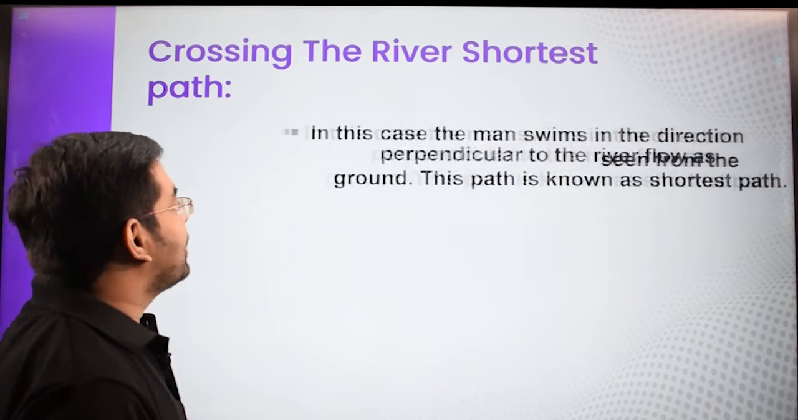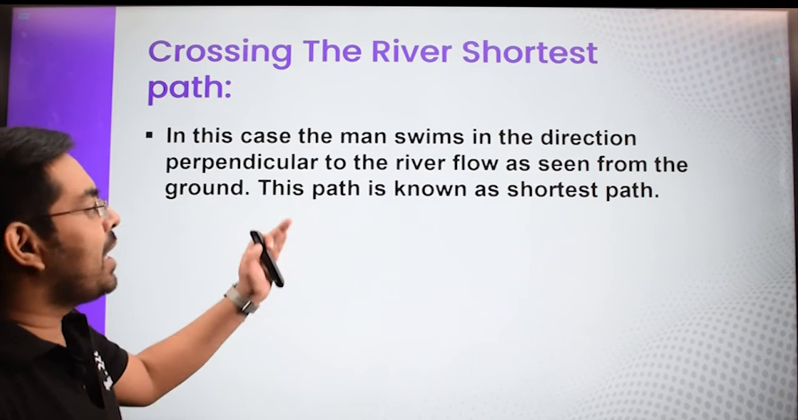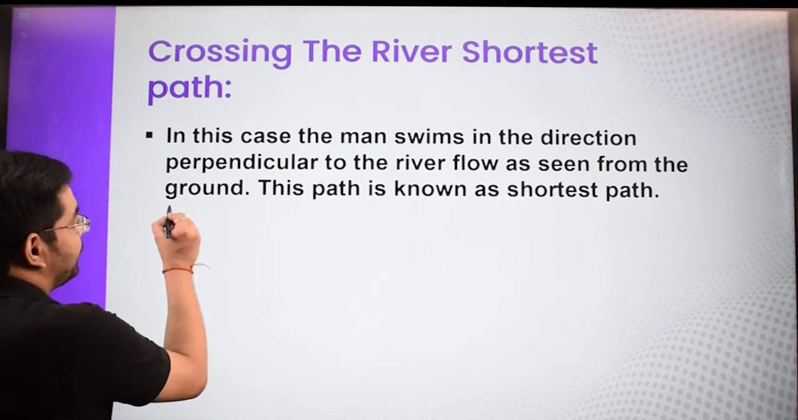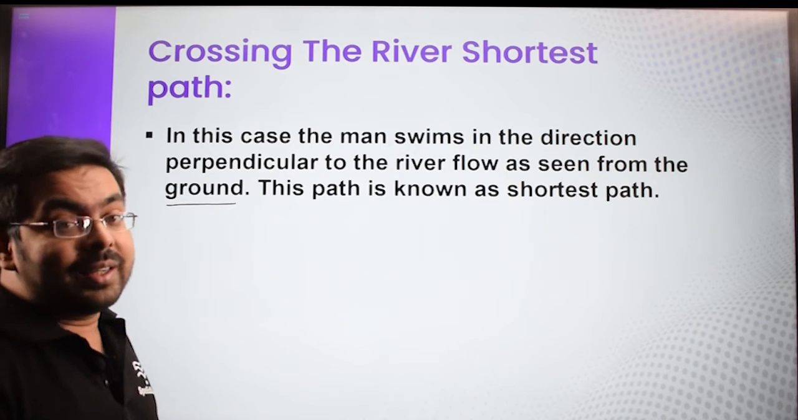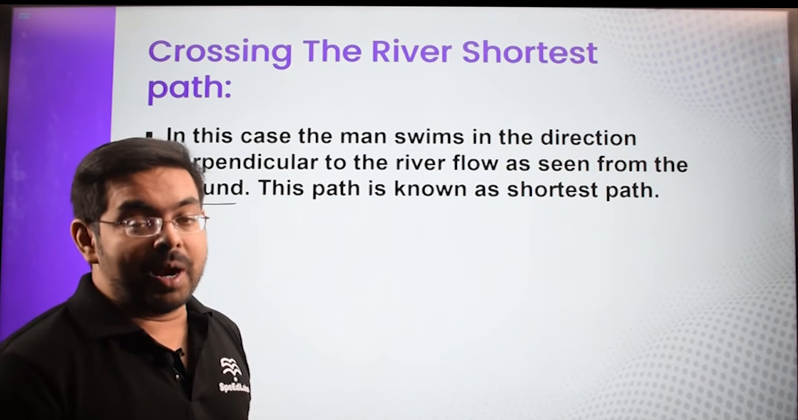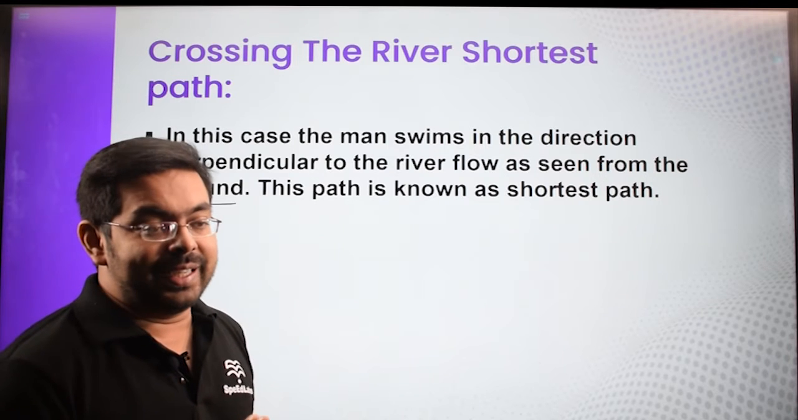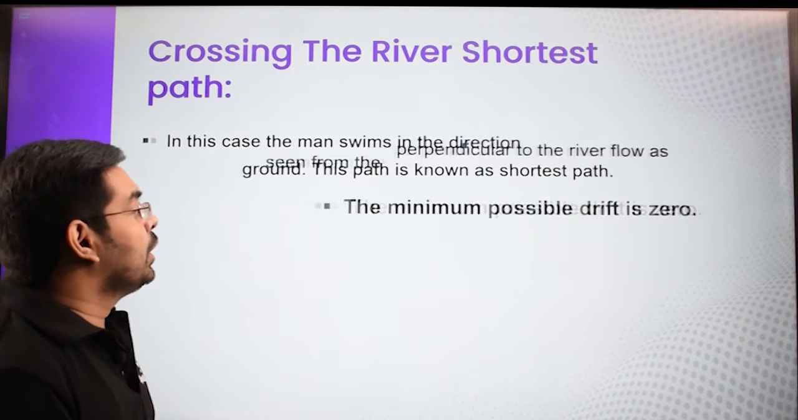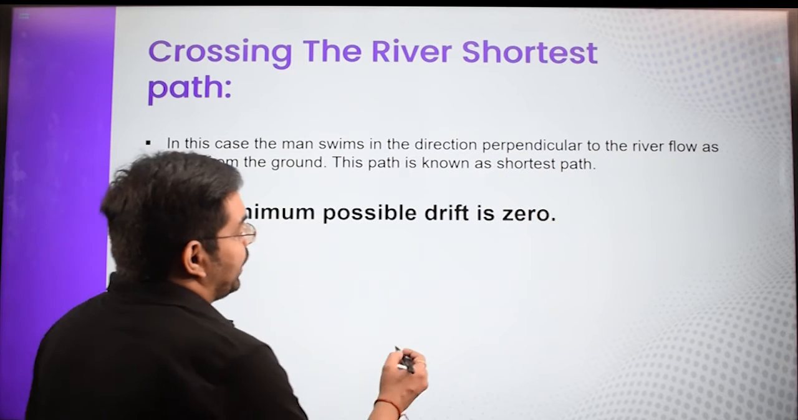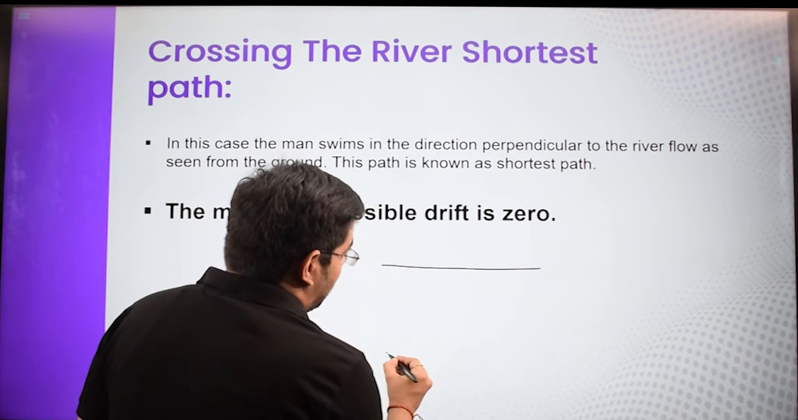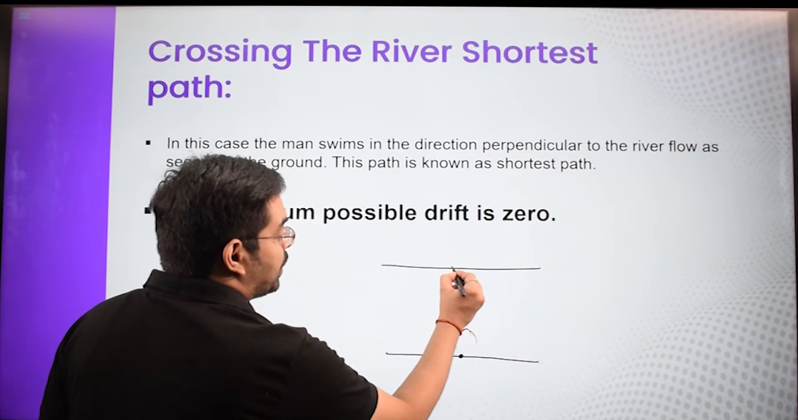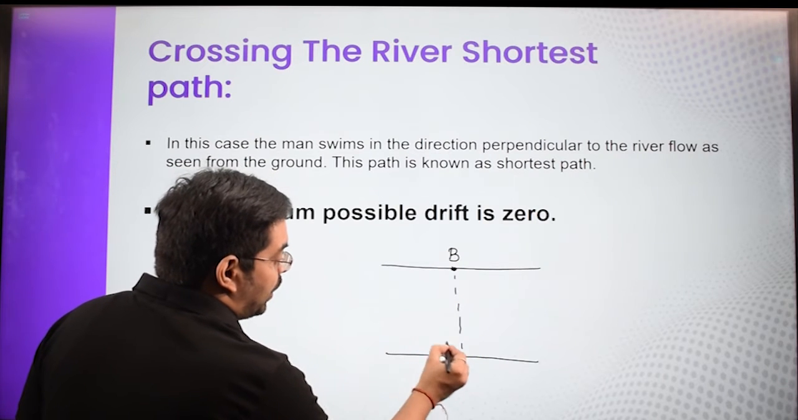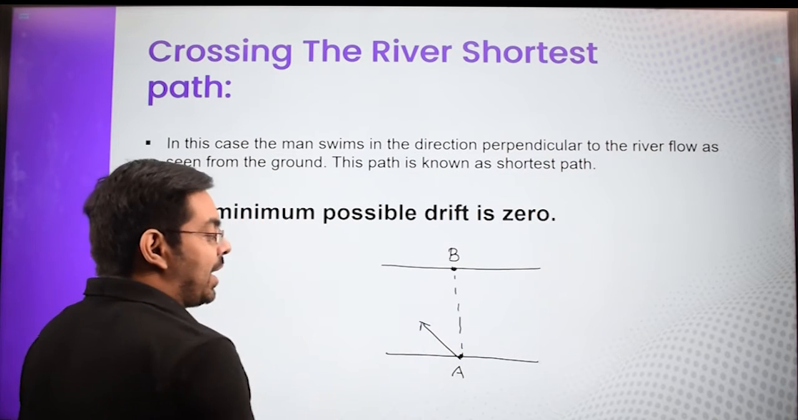Now let us understand it in detail. In this case, the man swims in the direction perpendicular to the river flow as seen from the ground. His effort is at an angle with AB, but from the ground, he exactly swims perpendicular to the river flow. Let me show you the diagram. Again I will draw this diagram. What I told you: if the man wants to reach from point A to point B, he has to apply all his efforts at this angle.